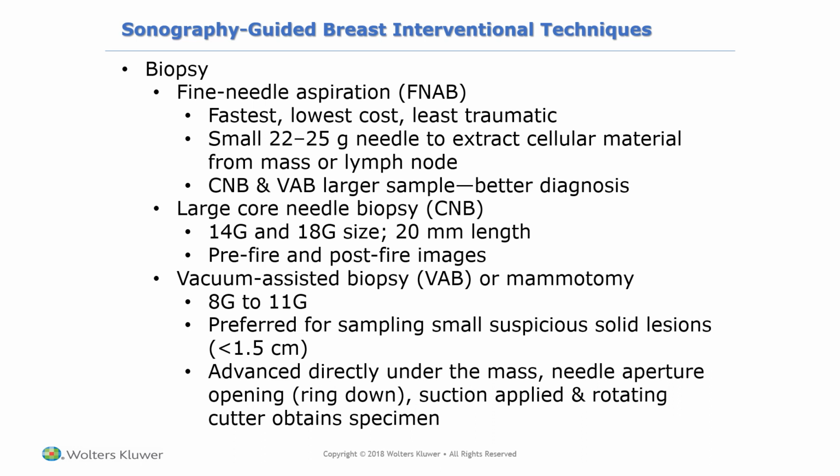So with the fine needle aspiration, this is the fastest, the cheapest, and the least traumatic because of the size of the needle. It usually extracts just cellular material from a mass or lymph node. But it takes very small samples. So lots of times these can be non-diagnostic because of the limitation of the sample size. If they need a larger sample size, then they can go with the large core biopsy or the vacuum assisted biopsy.